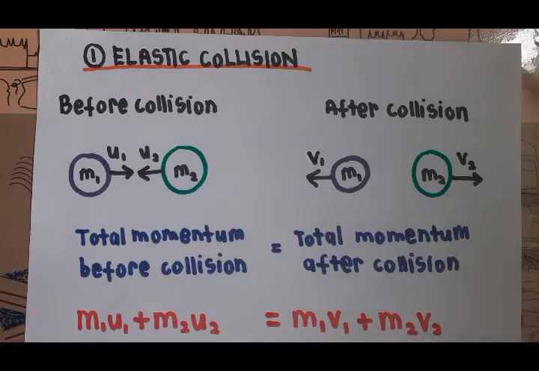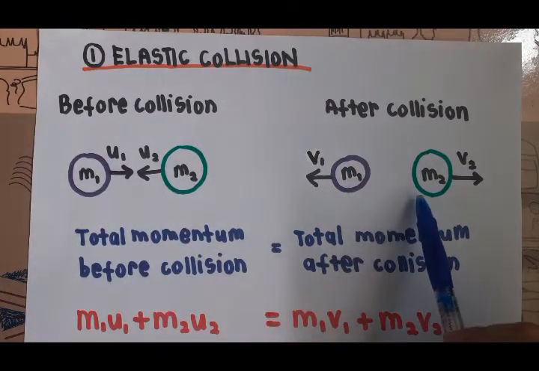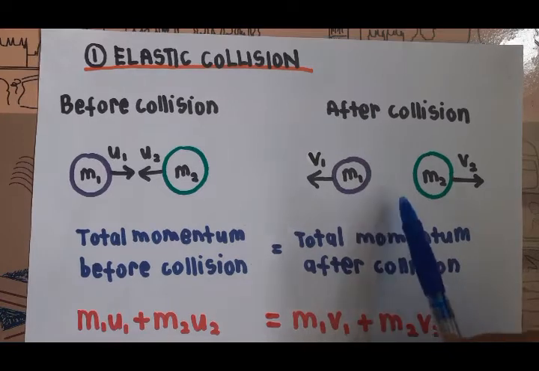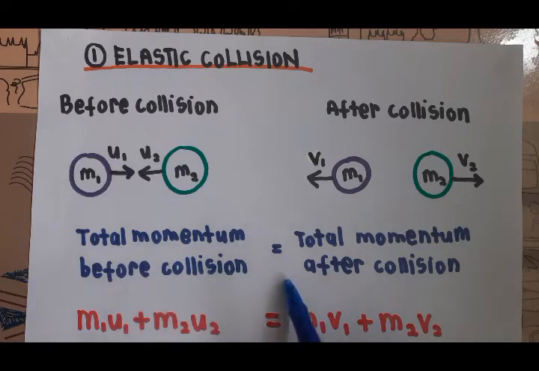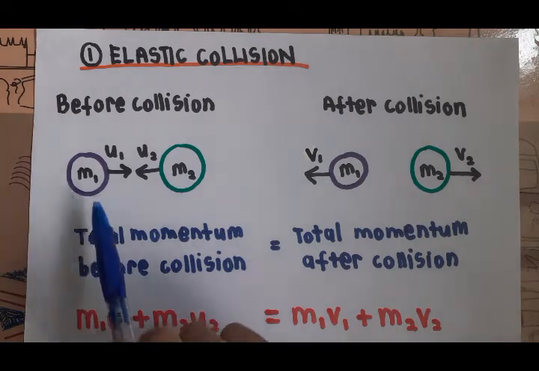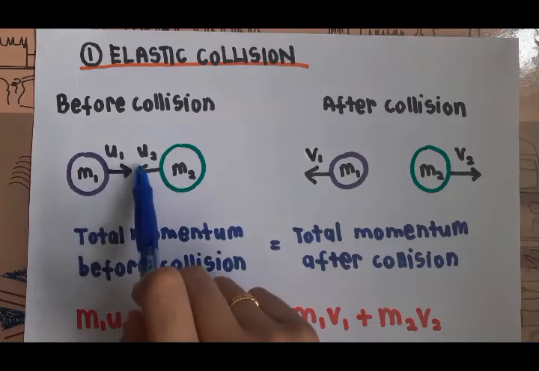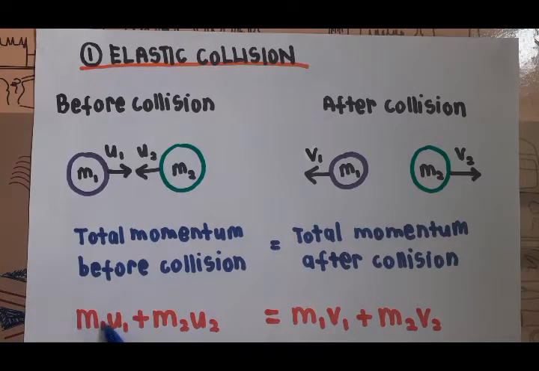Okay class, so here is the elastic collision. Before collision, the two objects will collide together, and then after collision, the two objects will move separately. They will not stick together. As we know, the formula is total momentum before collision is equal to total momentum after collision. So how to calculate total momentum before collision? We need to find the momentum for the first object plus the momentum for the second object before collision. That's why we have m1u1 plus m2u2, because the formula for momentum is mass times velocity.